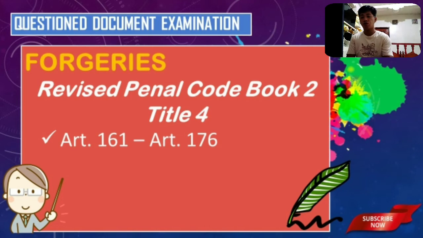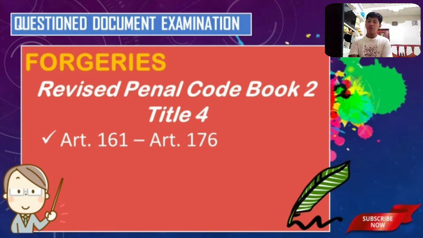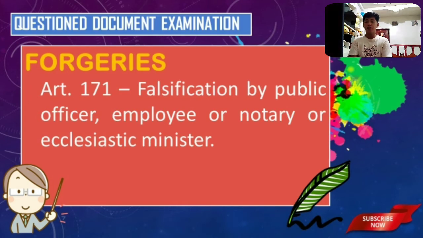So we need to focus on two specific parts, which is Article 171 and Article 172. So what is Article 171? Falsification by a public officer, employee, or a notary, or ecclesiastic minister. So yun yung forgery under Article 171. Ito yung mga forgery na kung saan ang nagko-commit is yung mga public officer, employee, notary public, or ecclesiastic minister.